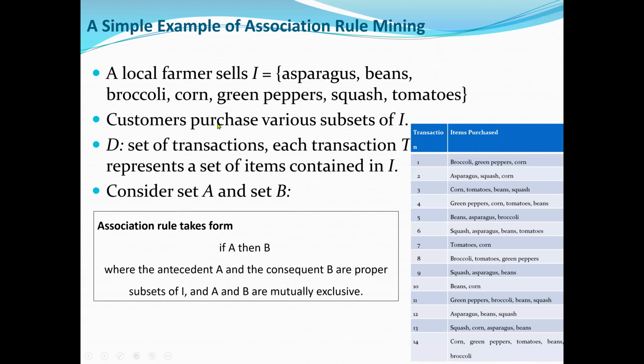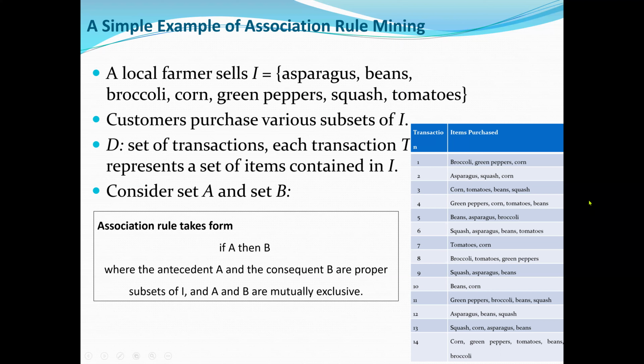Now, customers purchase various subsets of I. A subset of I means that, instead of 8 items, we can purchase only 1 of them, or 2 or 3 or any amount. But of course, it can't be more than 8. Then D is the set of transactions. Each transaction T represents a set of items contained in I, because these are all the possible items the farmer is selling.